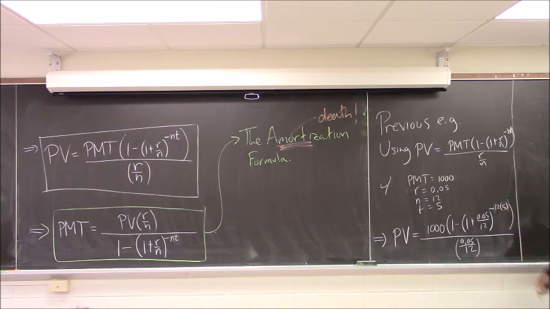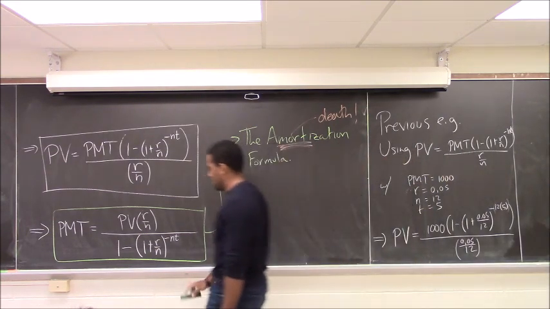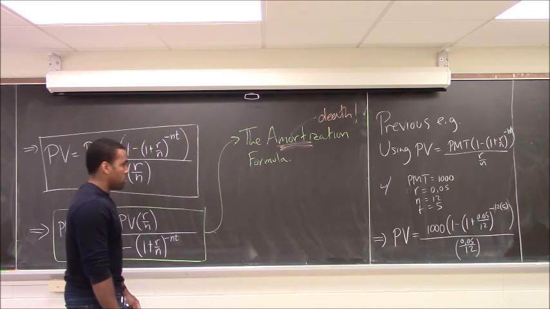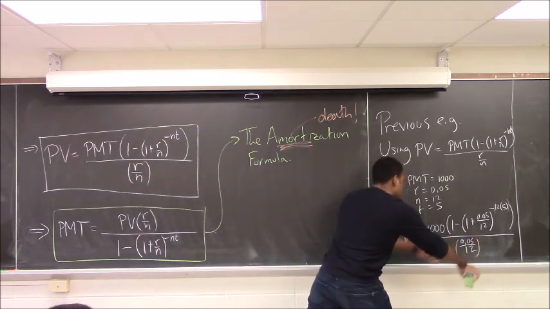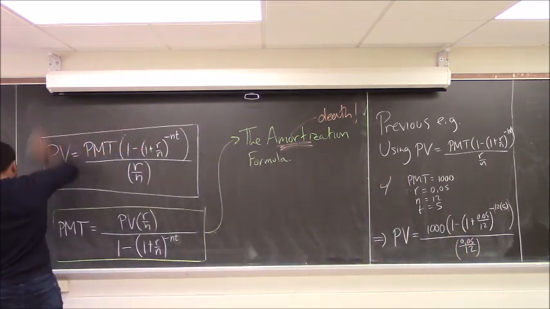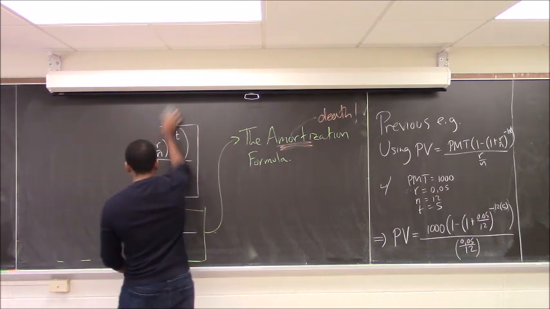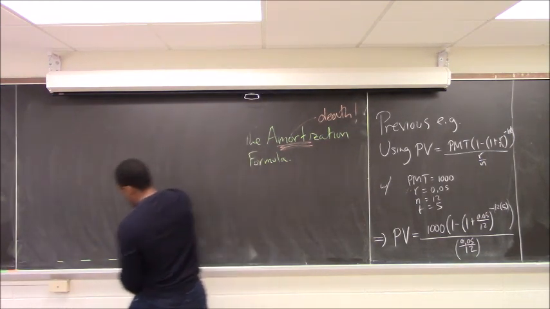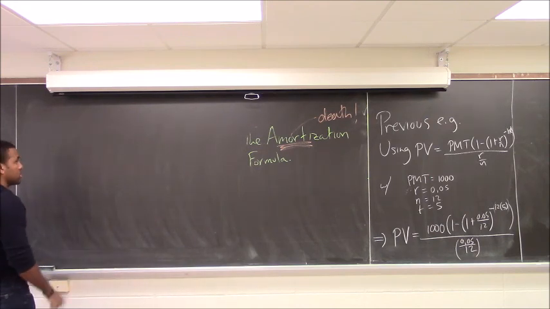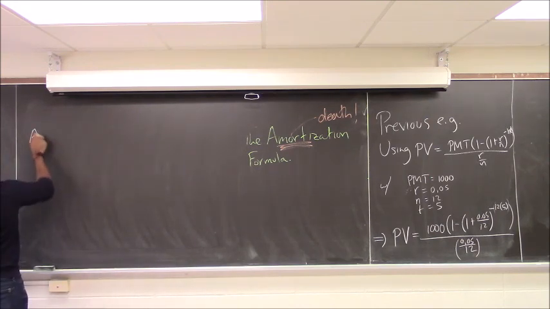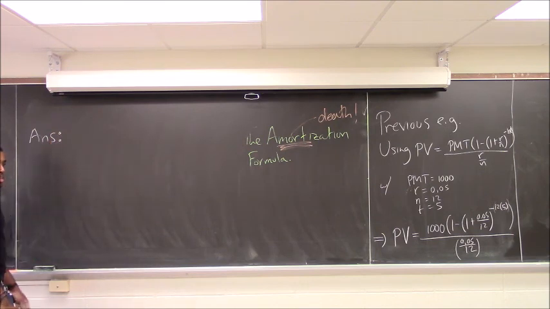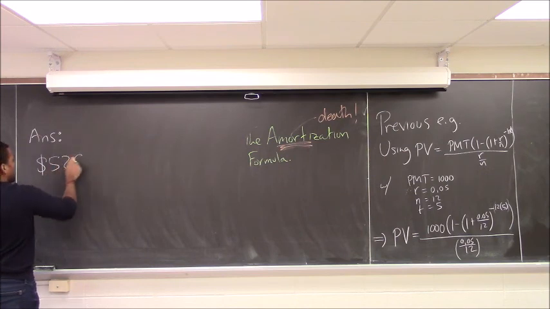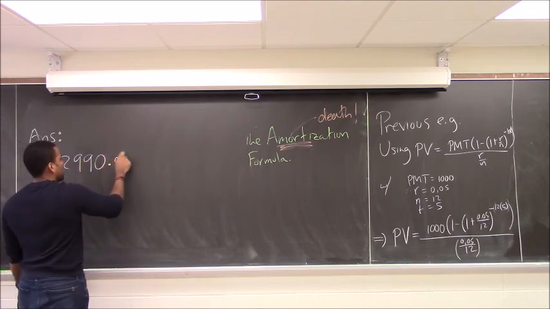Then you can subtract that from 1, then multiply by 1,000, then divide that result by 0.05 divided by 12, and this will also have to be in parentheses. So what's the answer? Anyone has it? 52,990.71.